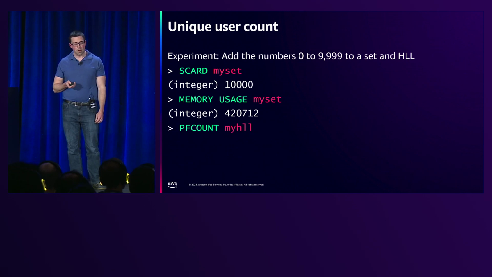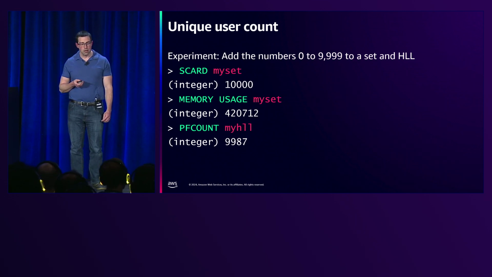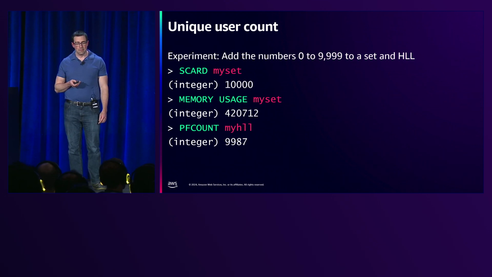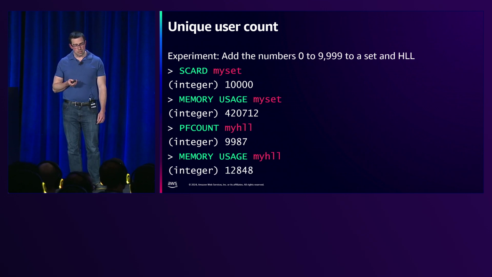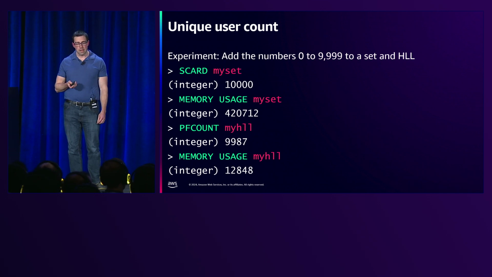With the HyperLogLog, on the other hand, if I do the PFCOUNT, I see it underestimates the value of the users by about 13 here, which is within the 1% error rate of the data structure. But if we were actually to look at the memory usage of it, we'll see it is just about that 12 kilobyte boundary that we saw before. So that's over 30 times less than the memory usage of the actual set. So this is a good way to estimate unique viewers without using the large space that a set can grow to with a large number of users.